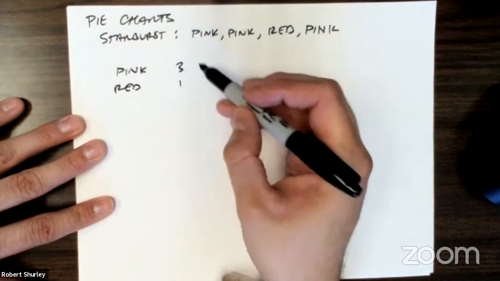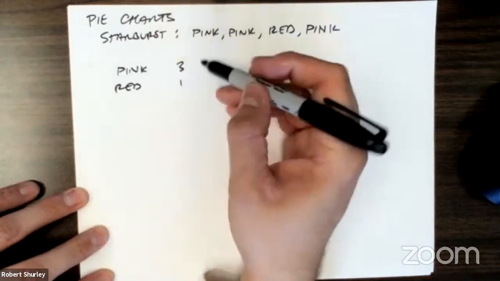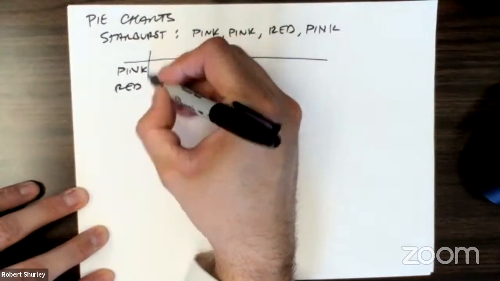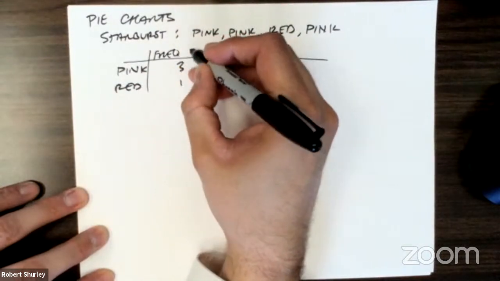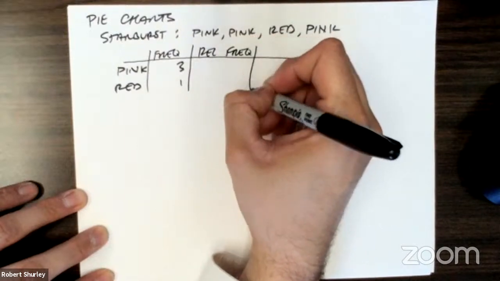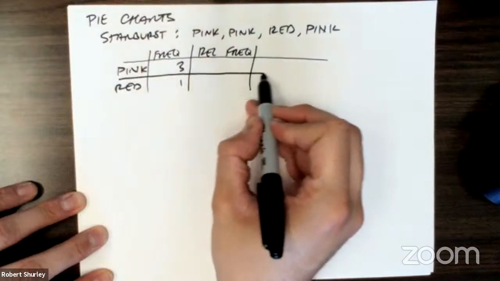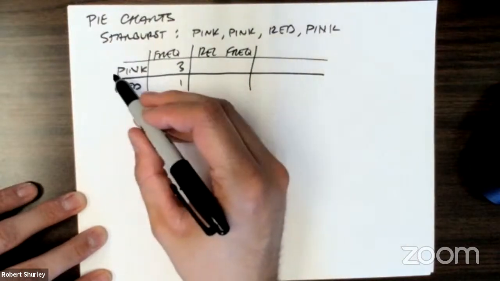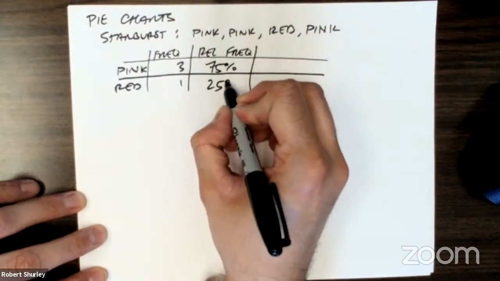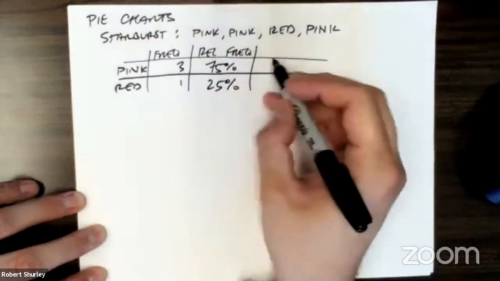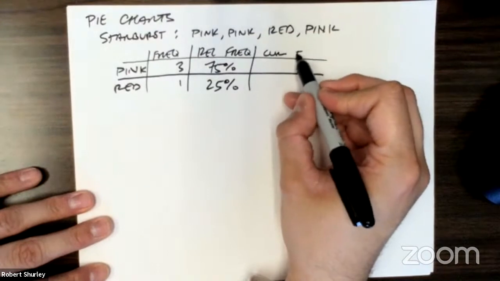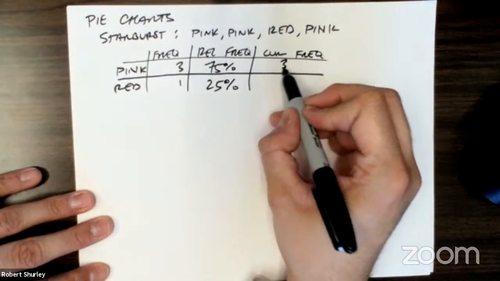The frequency, so now there's 4 total, right? And then the relative frequency is just the percent, which is kind of easy for this one because we only have 2. So 3 out of the 4 chose pink. So that's 75%, right? And then 25% chose red. And then cumulative frequency, well, pretty straightforward because this is a shorter graph. Cumulative frequency, it's going to be 3 and then 4, right?